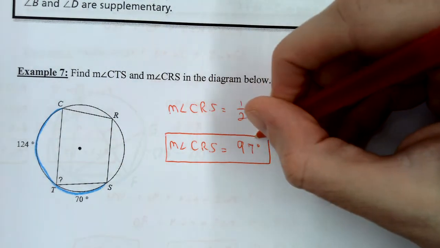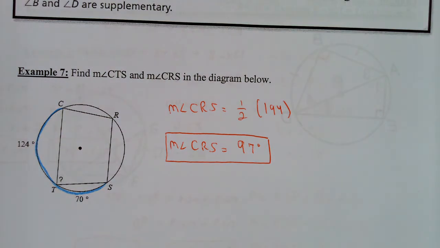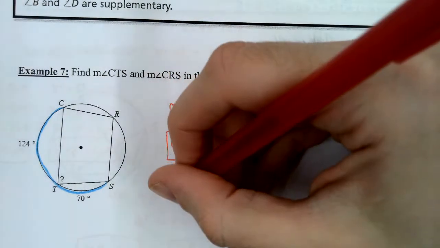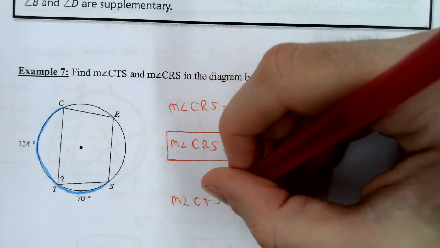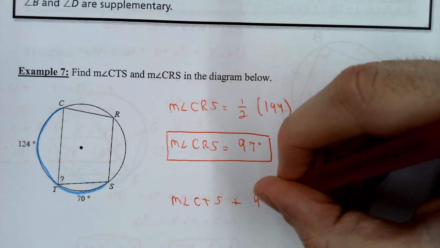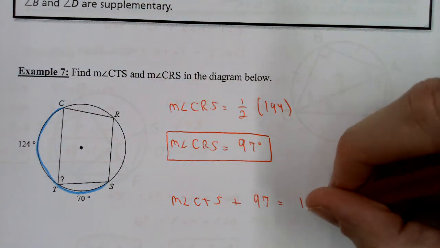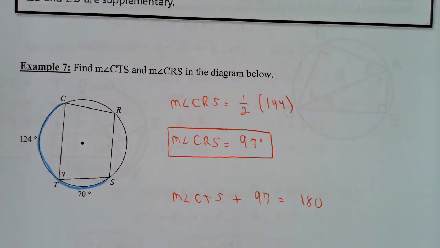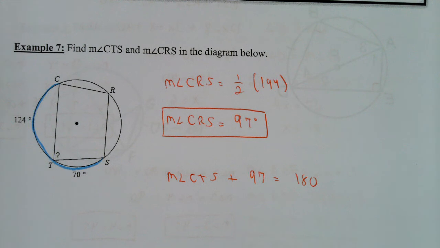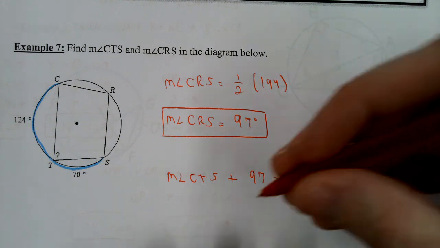And now we can get the measure of angle CTS because we know that the opposite angles of a quadrilateral inscribed in a circle are supplementary. So the measure of angle CTS plus 97 equals 180. So 180 minus 97 equals 83.